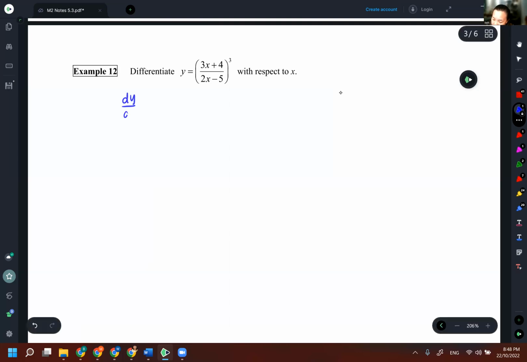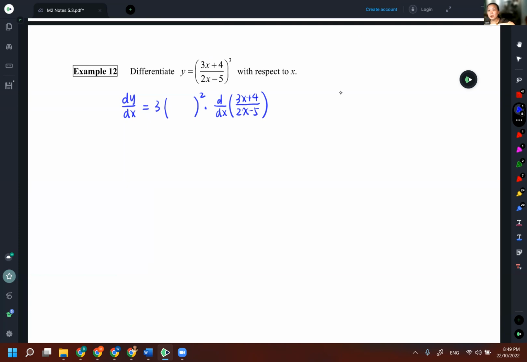So dy/dx is first, it's like I blur this out. I will see something cubed, so I will have 3 something squared. And then I will differentiate this. Now this time I don't write the prime notation anymore. I will write d/dx. Now I have the first one, that is the first differential dy/du, and then d/dx. Now I don't write du/dx. This is u already. So it's du/dx now.